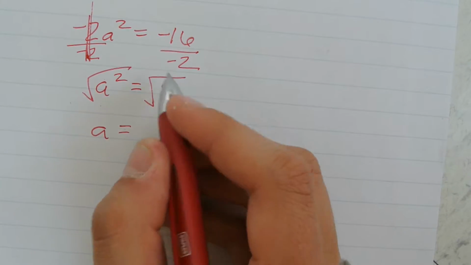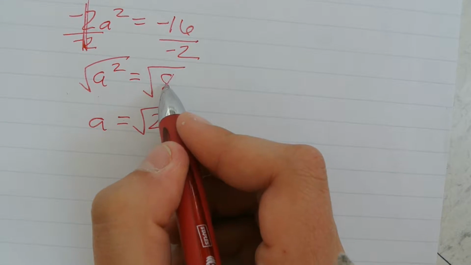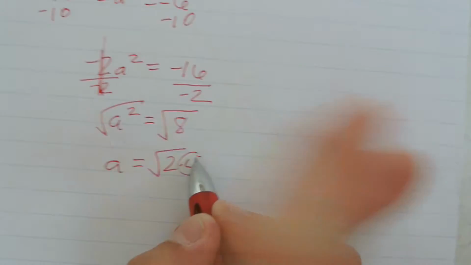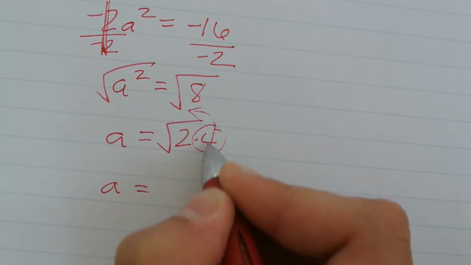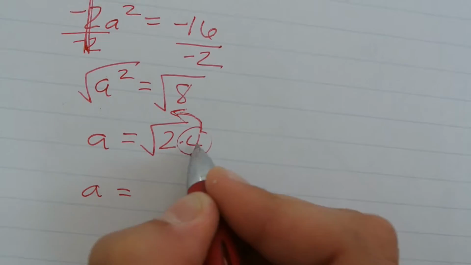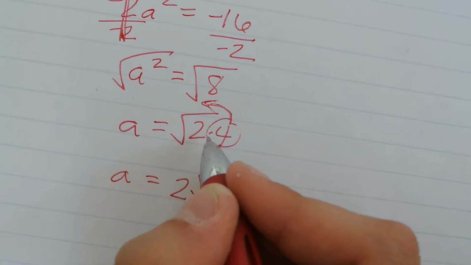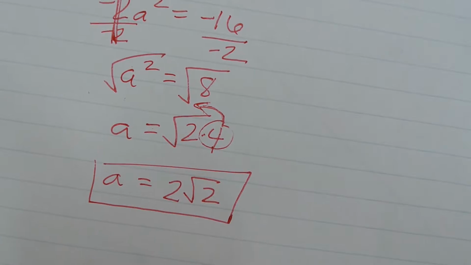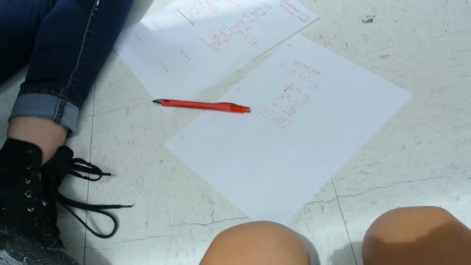So the square root of 8 equals the square root of 2 times 4. That is the same as 8, but you can't take the square root of 8 out evenly, but we can take the square root of 4 out evenly. So that means that we get a equals 2, because 2 times 2 is 4, so 2 square root 2. That one will be left because you can't pull anything out of it. That is how you solve equations by taking square roots. We did it.